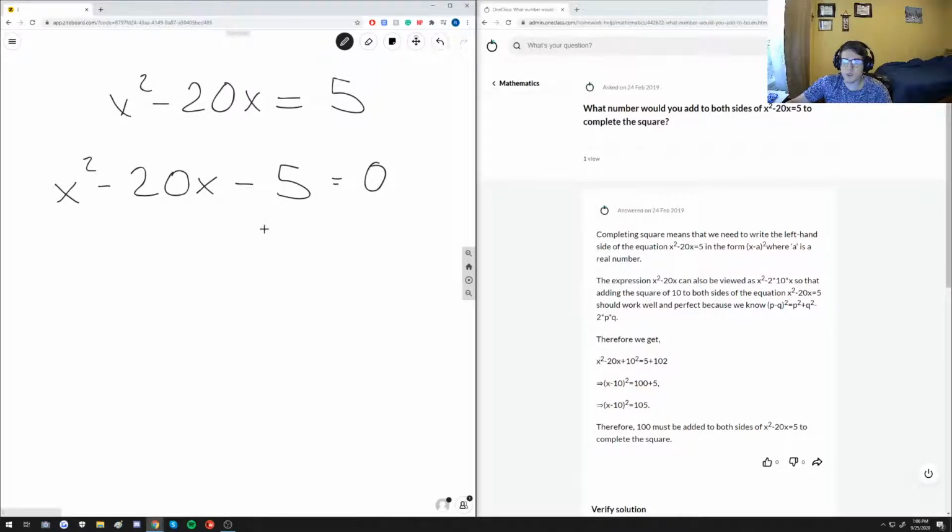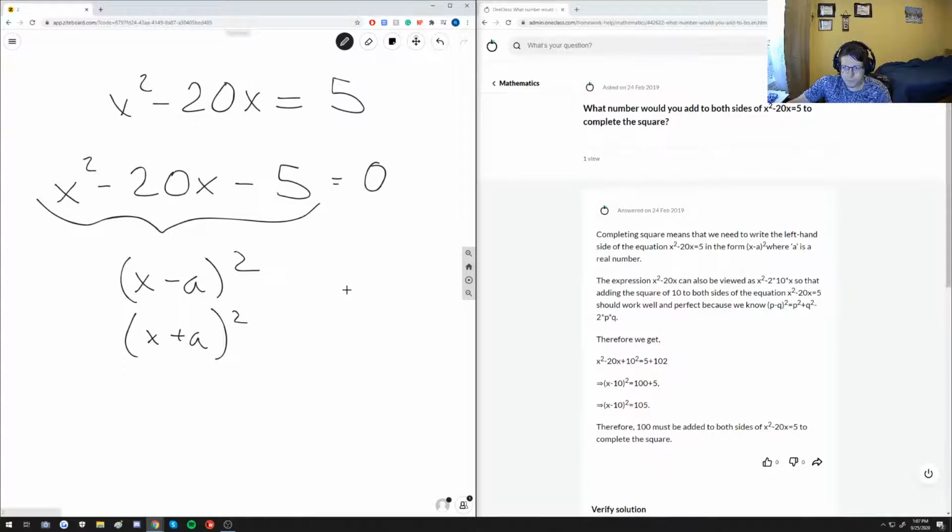Now, what does completing the square mean? So let's say we have some sort of number a, right? Completing the square means we want to get this quadratic equation in the form either x minus a squared or x plus a squared, right? Get it in either one of those forms. Oh, actually, I'm sorry. We want to get it into one of these forms, my bad.